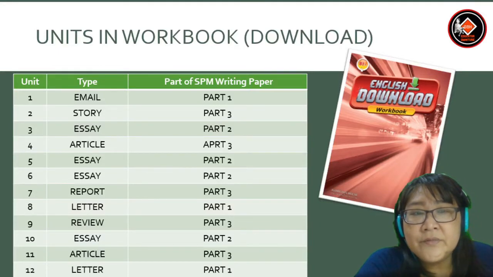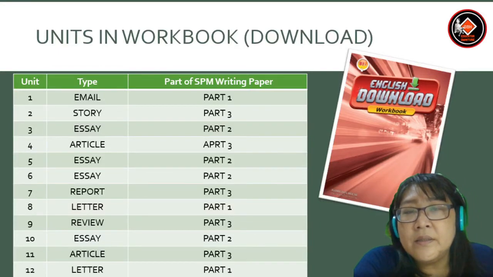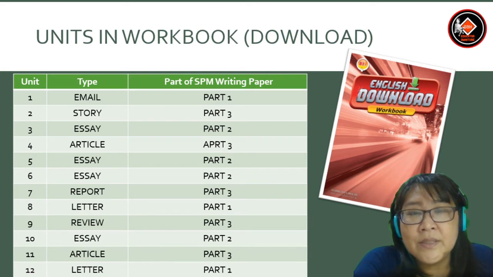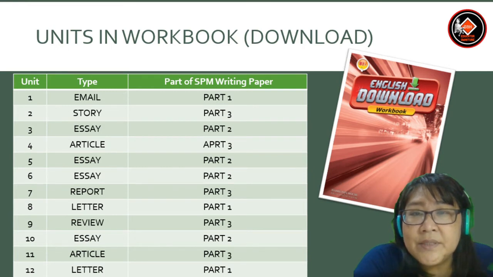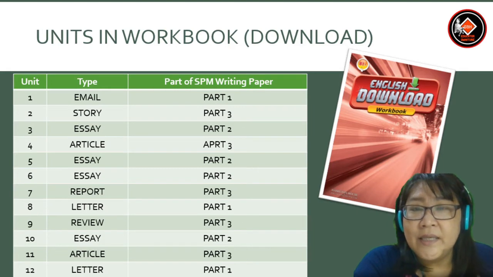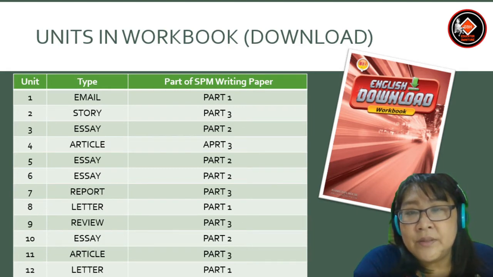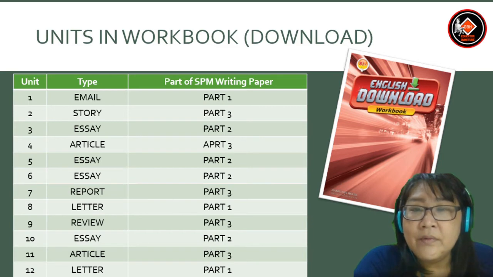Dear students, for this video, we are concentrating on the units in the workbook. So this is the download workbook. We are focusing on the writing parts. So there are 12 units. Let's look at the first unit. The writing type is email. Unit 2 is story. Unit 3 essay. Unit 4 article. Unit 5 essay. Unit 6 again essay. Unit 7 report. Unit 8 letter. Unit 9 review. Unit 10 essay. Unit 11 article. And Unit 12 letter.